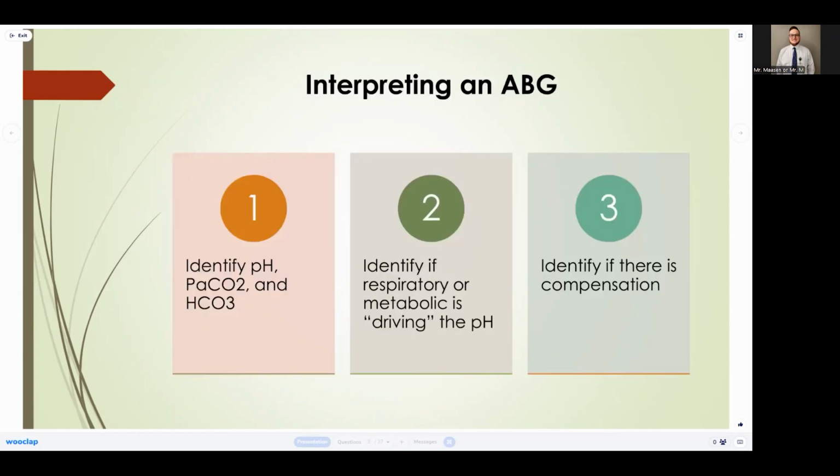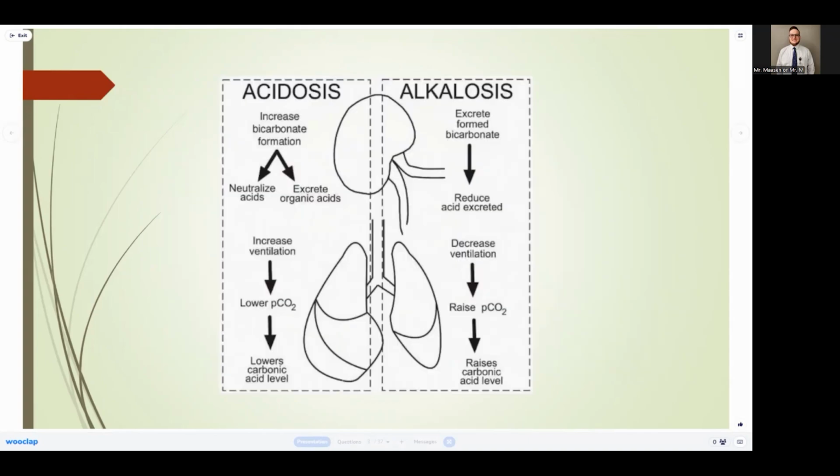So, how do I interpret an ABG? This is where we'll finish this chapter off. I have to identify the pH. I'm going to look at the partial pressure of CO2, and then I'm going to look at the bicarb level. I need to identify if this is respiratory or metabolic. What's driving the pH change? And then identify if there's compensation. What compensation is basically saying is that the body will try to reach homeostasis, will try to compensate for levels that are out of whack.